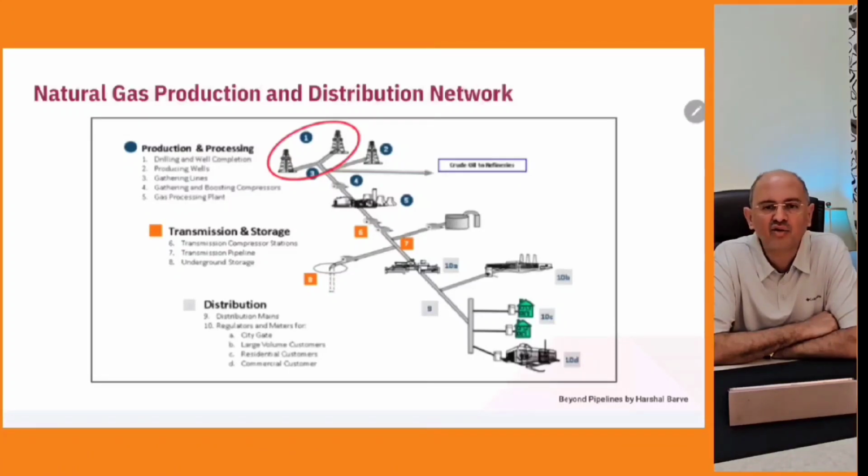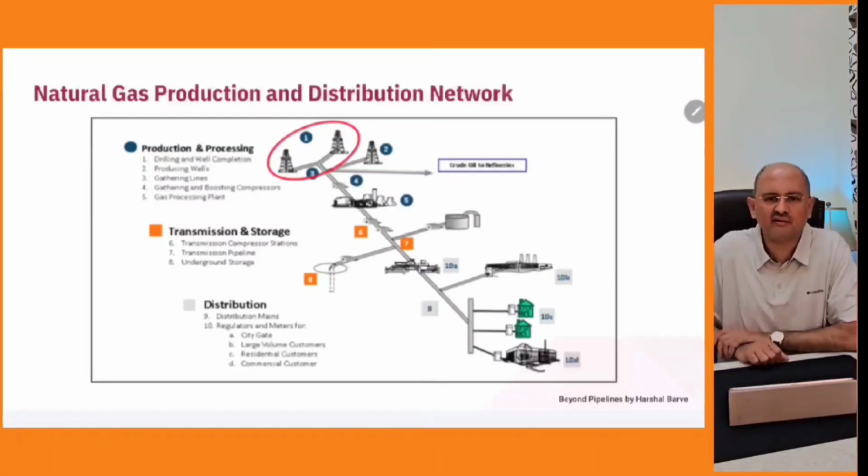Then there are some underground storages, strategic storages, where you can temporarily store the gas and then use it when there is any emergency or some uncertainty. Distribution then takes place by means of a distribution network again. It will go to city areas where you need multiple power plants.